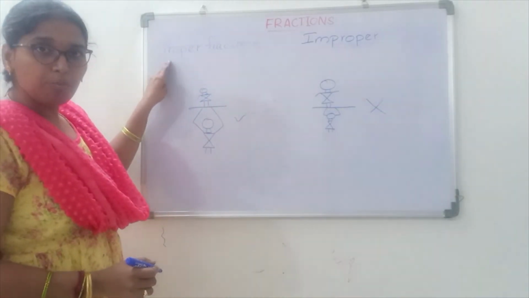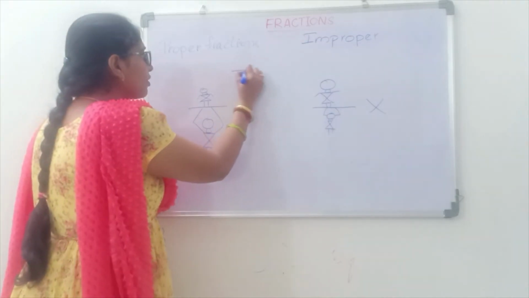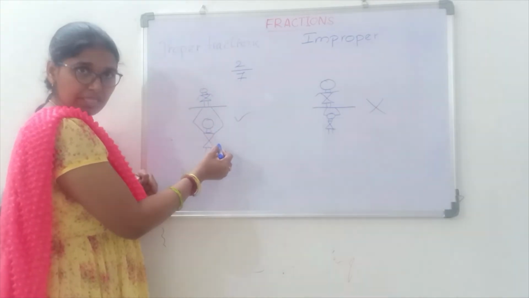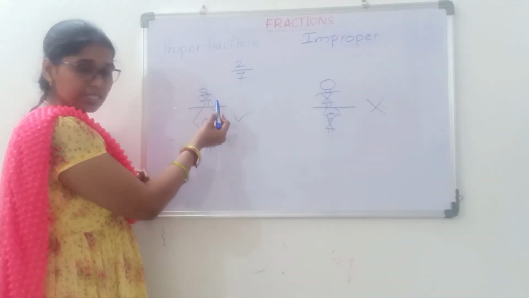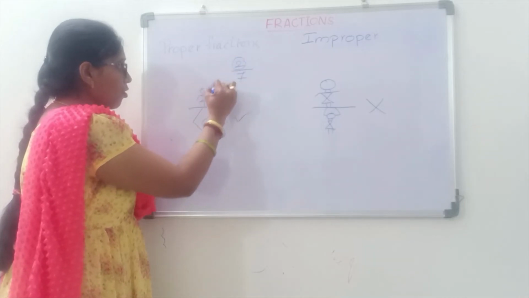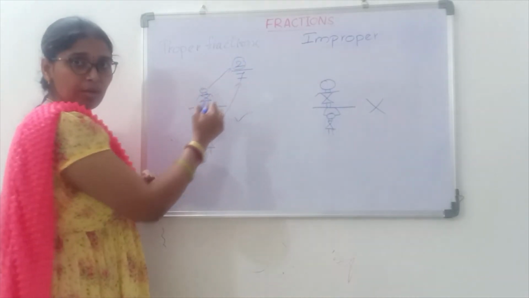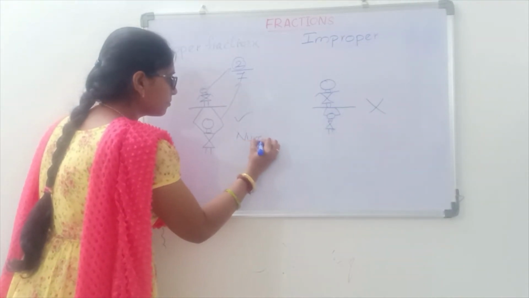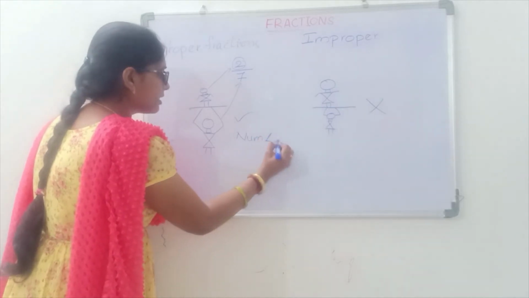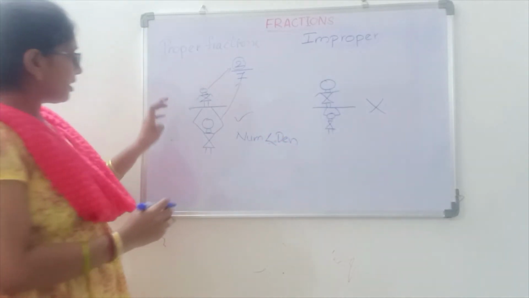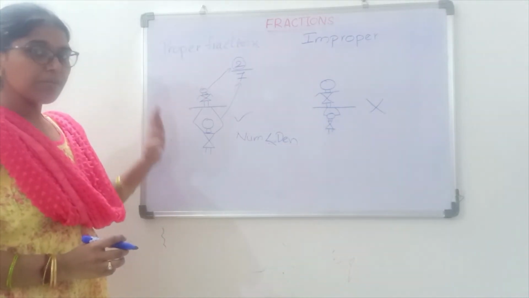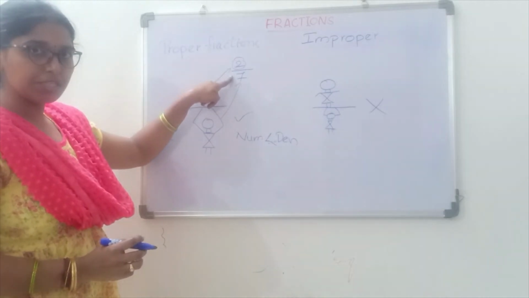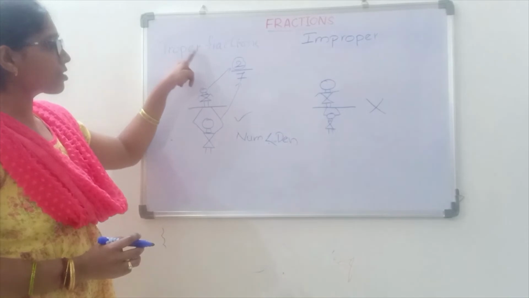So let us come to proper fractions. Proper fractions means numerator is less than denominator. See here, this is proper. You remember this figure, right? A big person can carry a small person. So in proper fractions, small will be at the top and big will be at the bottom. In proper fractions, numerator is less than denominator. If the big number is at the bottom in the denominator and the small number is in the numerator, it is called a proper fraction.